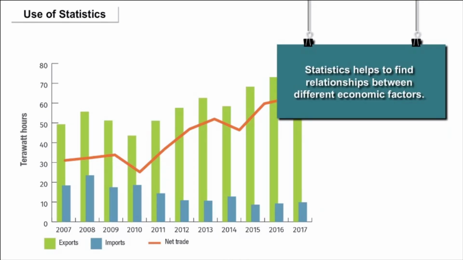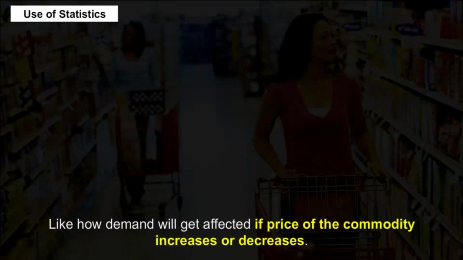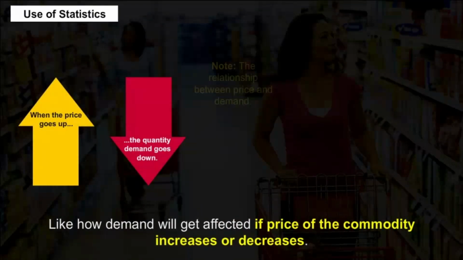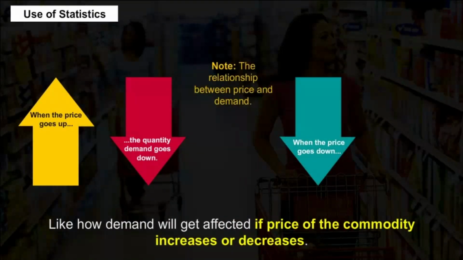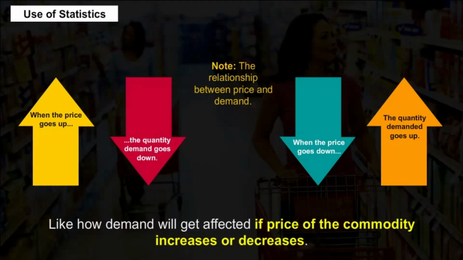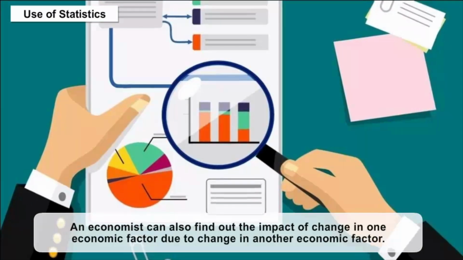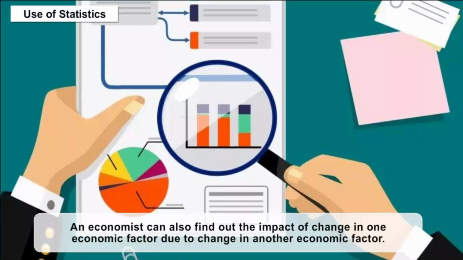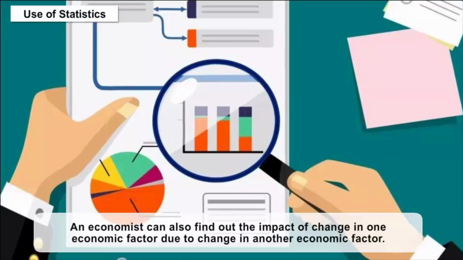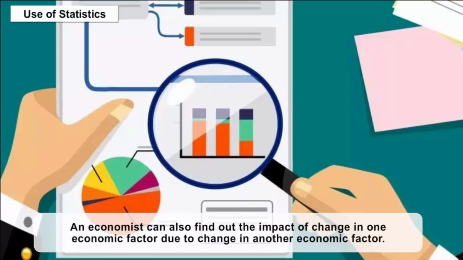Statistics helps to find relationships between different economic factors, like how demand will get affected if price of the commodity increases or decreases. Such relationships can be easily verified by applying statistical methods to their data. An economist can also find out the impact of change in one economic factor due to change in another economic factor.